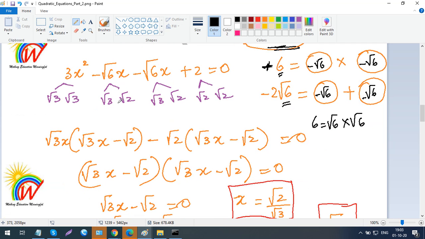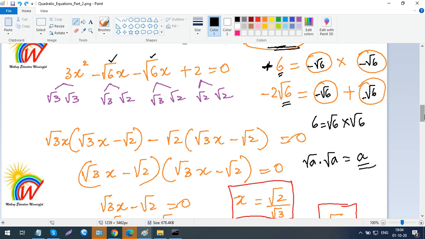Now since there is a root involved, I will take the root of everything. See, 3 could be written as root 3 into root 3. So root a into root a will always give you simply a. So 3 is root 3 into root 3. 6 could be written as root 3 into root 2. Again 6 could be written as root 3 into root 2, and 2 could be written as root 2 into root 2. So I have written everything in terms of roots.